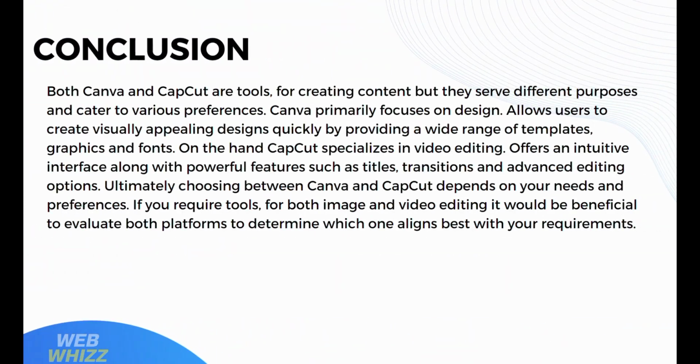And now in conclusion, both Canva and Capcut are tools for creating content, but they serve different purposes and cater to various preferences. Canva primarily focuses on design, allowing users to create visually appealing designs quickly by providing a wide range of templates, graphics, and fonts. On the other hand, Capcut specializes in video editing, offering an intuitive interface along with powerful features such as titles, transitions, and advanced editing options.